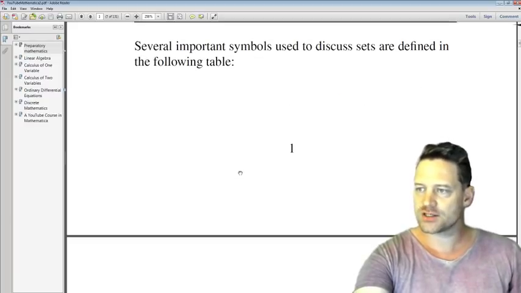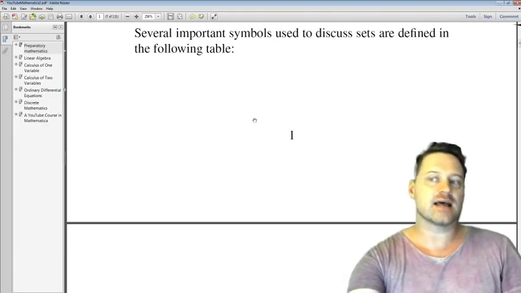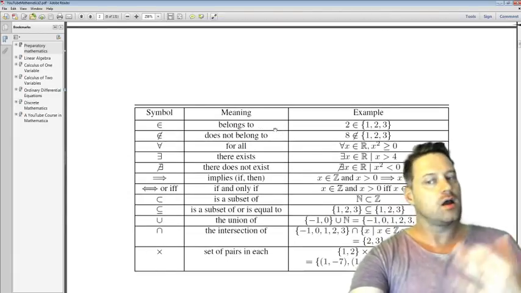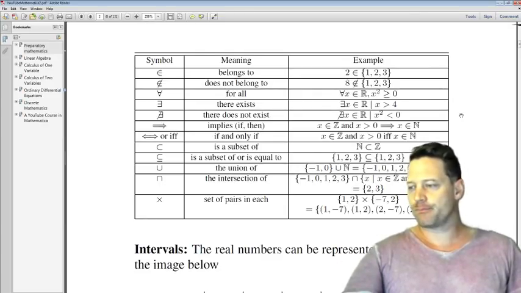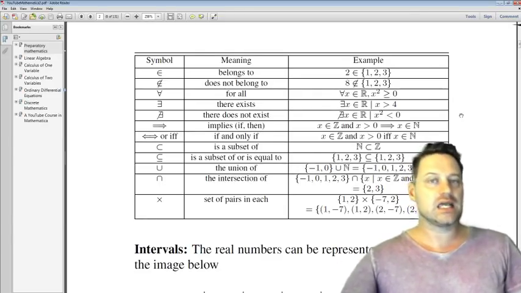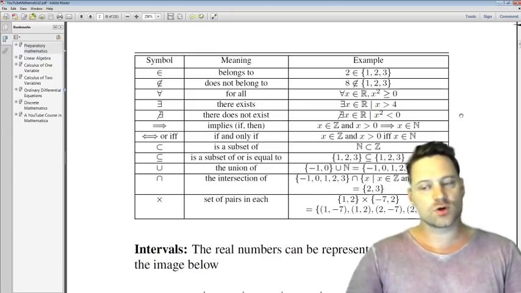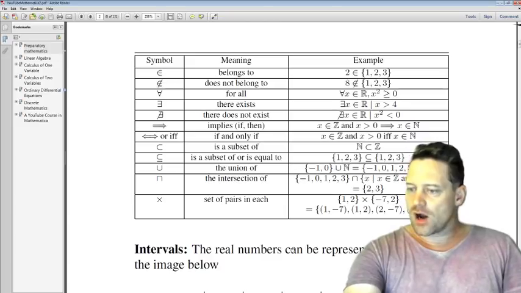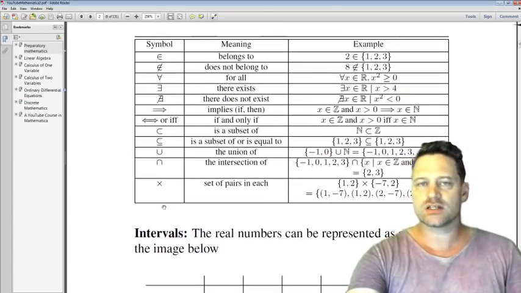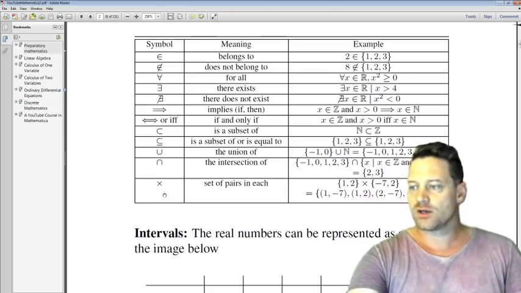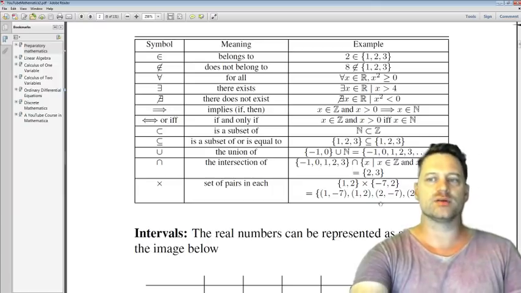on this page. All right, so we've got some important symbols used to discuss sets. All right, I've put those in a table. Mostly, this is just a very abbreviated collection of key ideas in basic mathematics that's in this booklet called a YouTube course in Mathematica. All right, so let's have a look. Now over here in the left column, I've got some symbols that you might run into when you're dealing with sets. And then this is what they mean, and here are some examples.